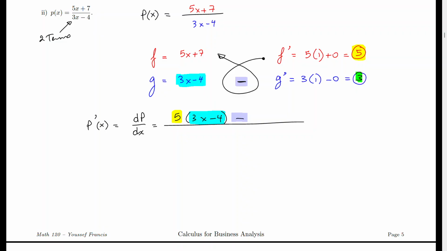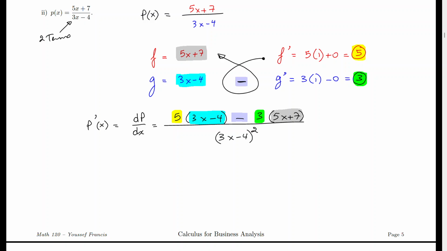Once you've done that, you're going to multiply the 3 from this corner with the 5x plus 7 from the opposite corner. So 5x plus 7 goes in the opposite corner, so we multiply it with the 3. And the last thing we have to do, because this is a quotient rule, is take the original denominator, which was 3x minus 4, and we're going to square it. That's always what's going to happen when you're dealing with a quotient rule.